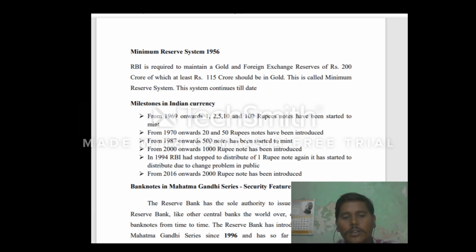Some milestones took place in Indian currency. From 1969 onwards, 1, 2, 5, 10 and 100 rupee notes started to be minted by the RBI. From 1970 onwards, 20 and 50 rupee notes were introduced. From 1987 onwards, 500 rupee notes were introduced. From 2000 onwards, 1000 rupee notes were introduced. In 1994, RBI stopped distributing the 1 rupee note, but again started to distribute it due to the change problem among the public. From 2016 onwards, RBI introduced 2000 rupee notes.